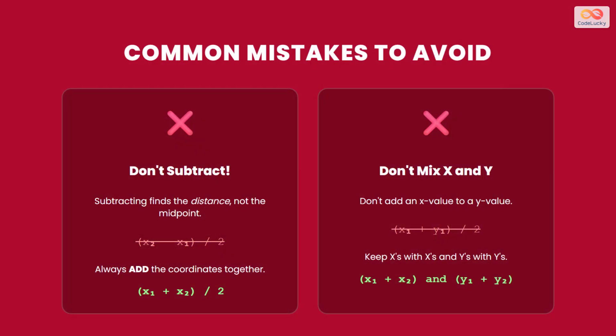There are two common mistakes students make. First, do not subtract the numbers. Subtraction is used to find distance, not the midpoint. Always add the coordinates. Second, do not mix your x's and y's. Make sure you are averaging the x values together and the y values together separately.